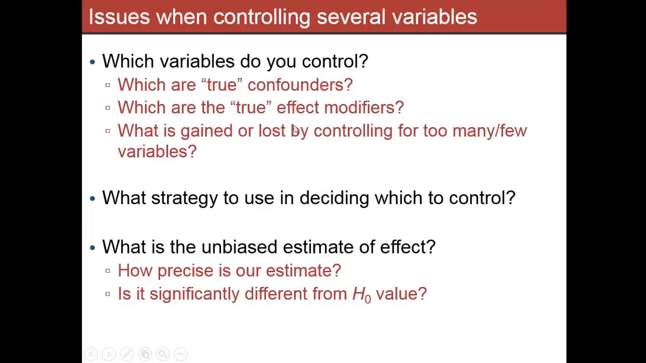What variables do we control for as confounders? Which ones were the real confounders? Which ones were our effect modifiers? How do we decide what to control for? And what is the unbiased estimate of the effects, of the odds ratio? What's the right answer? What is the correct odds ratio? These are the issues we're dealing with.